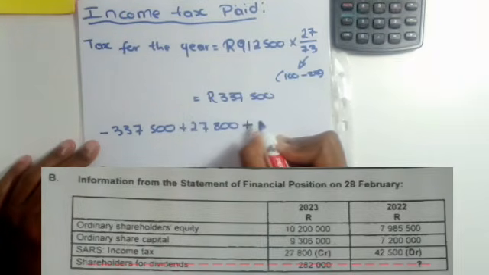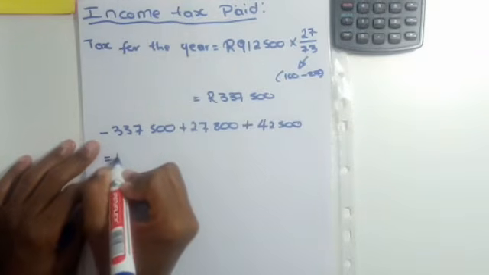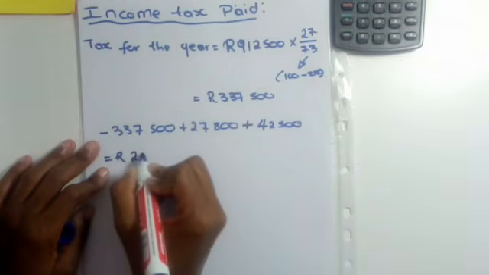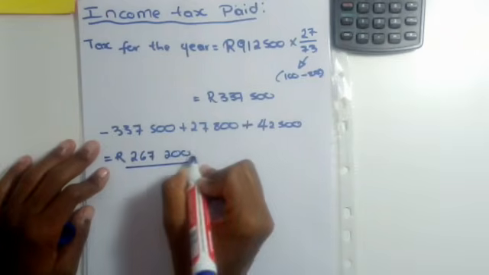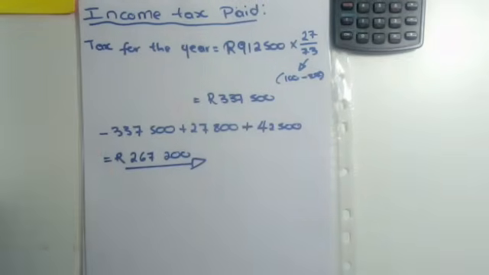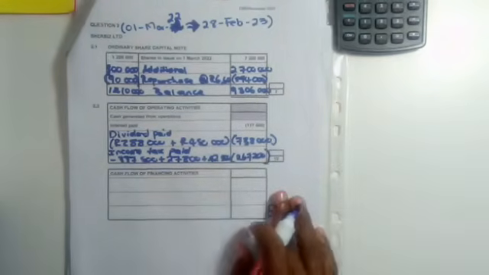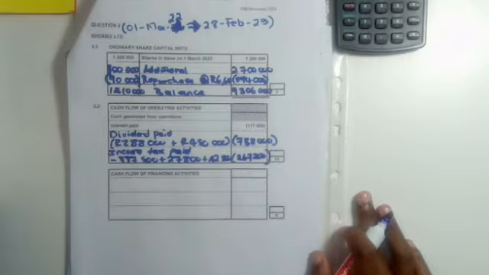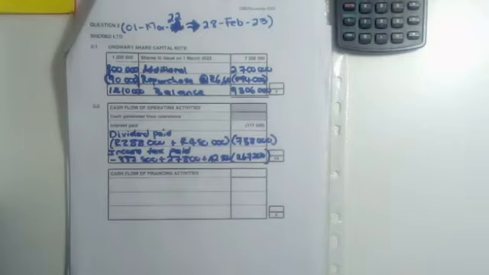So it's an inflow. So I'm going to add 42,500, and the total that I would have paid to SARS actually will now be 267,200. This is what I'm paying to SARS. That amount in my answer book, I'm going to put it in the brackets to show that it's a payment and therefore an outflow, and it's going out, and that would be the end of my cash flow of operating activities. Now we move on to cash flow of financing activities.